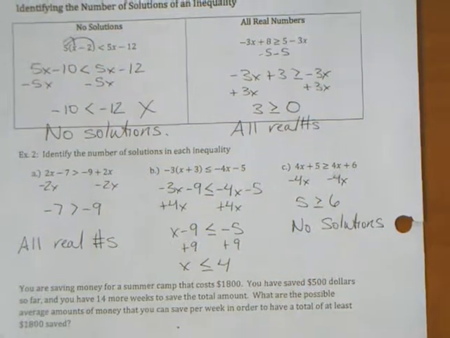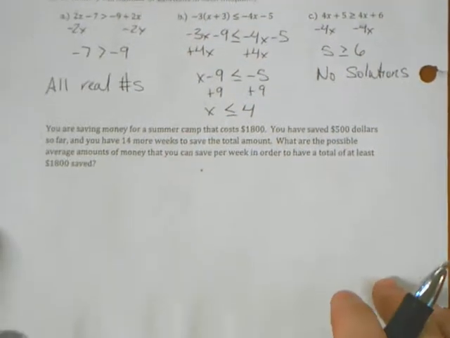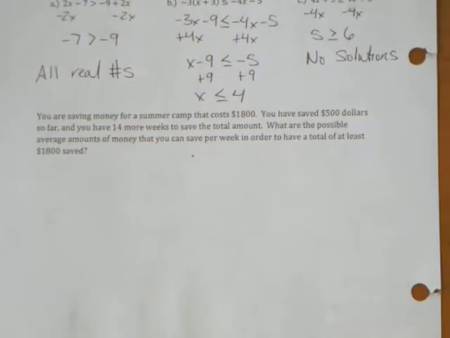Alright, now I threw in a little word problem for your enjoyment here. So you're saving money for a summer camp that costs $1,800. So far you've saved $500. Good job. And you have 14 more weeks to save the total amount. So what are the possible average amounts of money that you can save per week in order to have a total of at least $1,800 saved? If I need to set up an inequality here, how should I start to set this up?